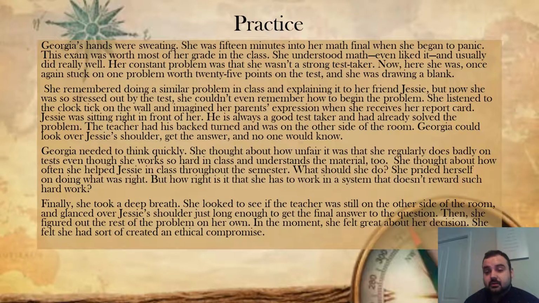What should she do? She prided herself on doing what was right, but how right is it that she has to work in a system that doesn't reward such hard work? Finally, she took a deep breath. She looked to see if the teacher was still on the other side of the room and glanced over Jessie's shoulder just long enough to get the final answer to the question. Then she figured out the rest of the problem on her own. In the moment, she felt great about her decision. She felt she had sort of created an ethical compromise.